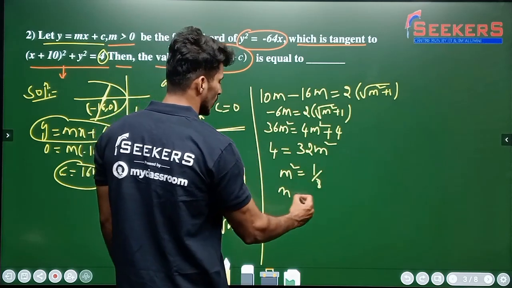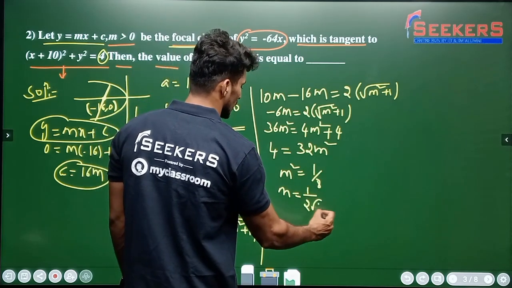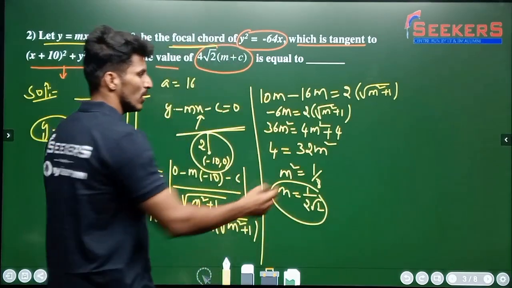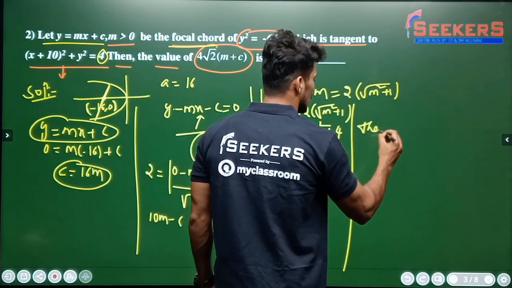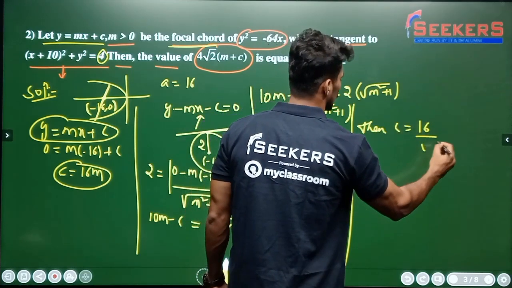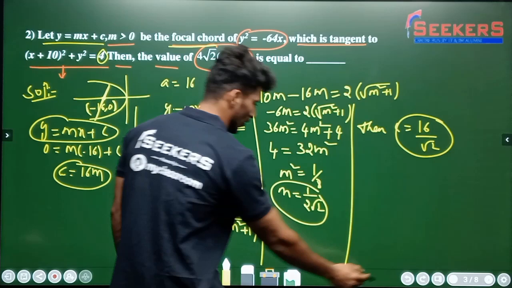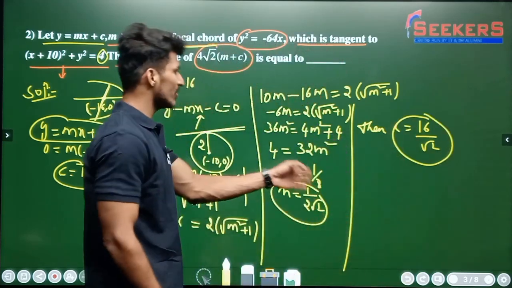So m is equal to what now? 1 by 2 root 2. The m value is 1 by 2 root 2, I got. Alright, so if the m value is 1 by 2 root 2, then the c value is going to be 16 by root 2. The c value I got, the m value I got, right? Yes, c I got, m I got.